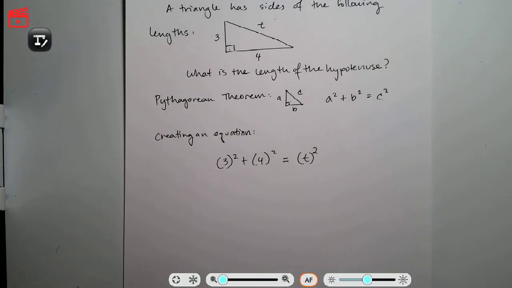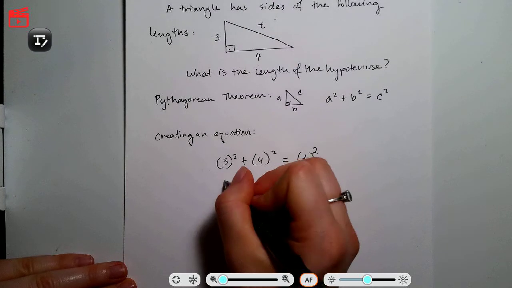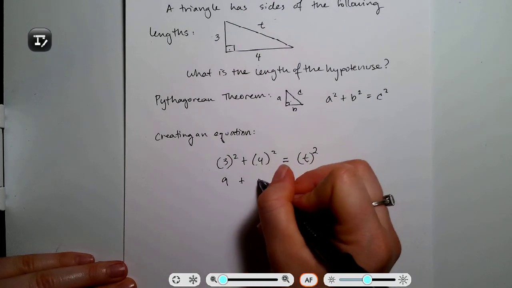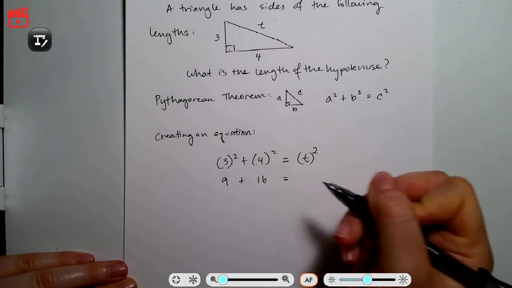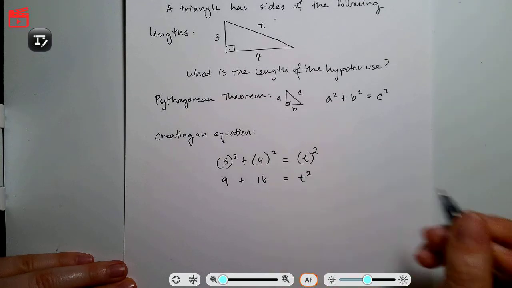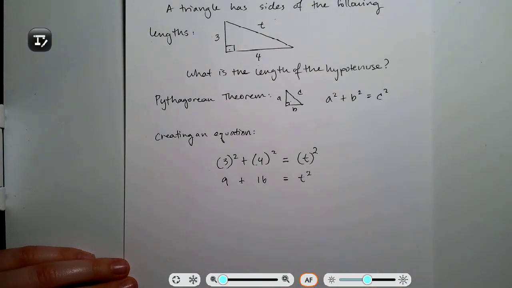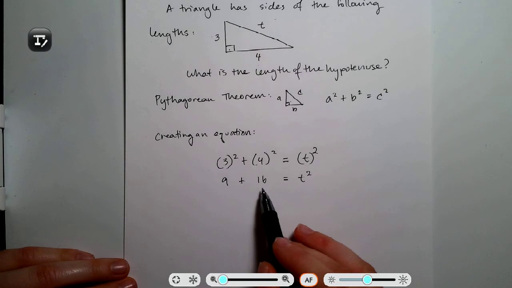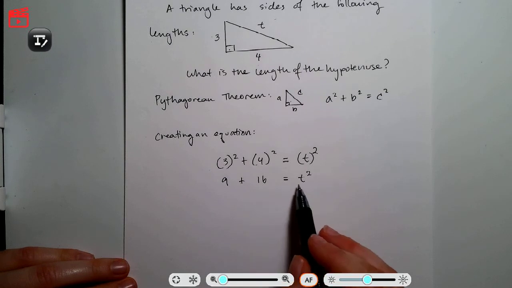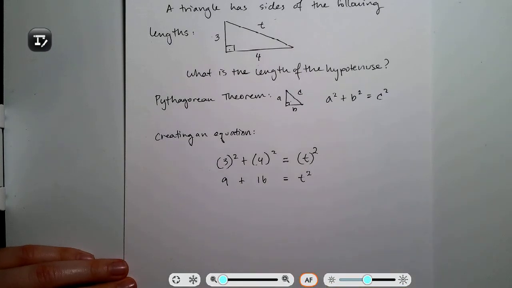How handy. Okay, so what is 3 squared? 3 squared is 9, plus 4 squared, 16, equals t squared, we don't know what that is yet. So does this look like we're going to need to use the quadratic formula or the square root property? Take a second and think. Quadratic or square root? We have two options. Okay, this is going to be easiest using the square root property.